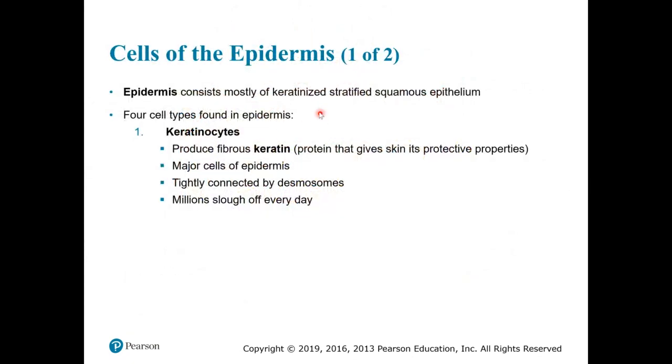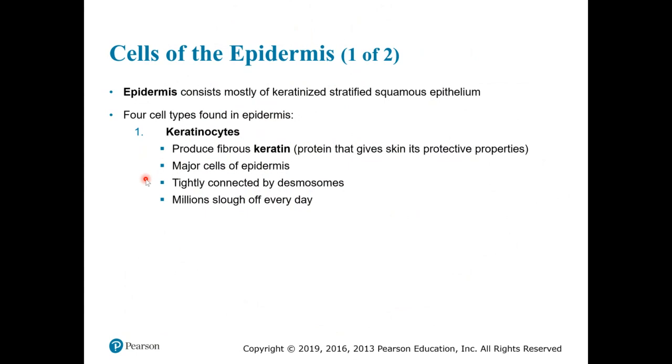The epidermis consists of keratinized stratified squamous epithelium. So that's multi-layer cell with flattened cells at the free surface, and they contain the tough protein keratin. We have four cell types that we find in the epidermis, and the most numerous one is the keratinocyte, and its name tells you what it does. Cyte, cell, keratin, produces this tough fibrous protein known as keratin. Major, most numerous cells of the epidermis, and they are tightly connected by desmosomes.